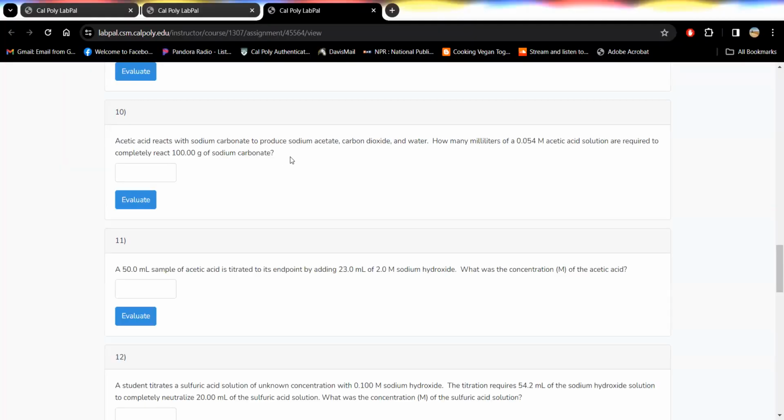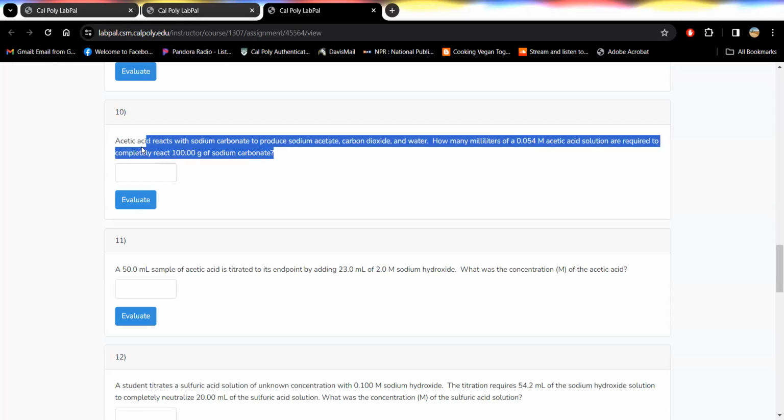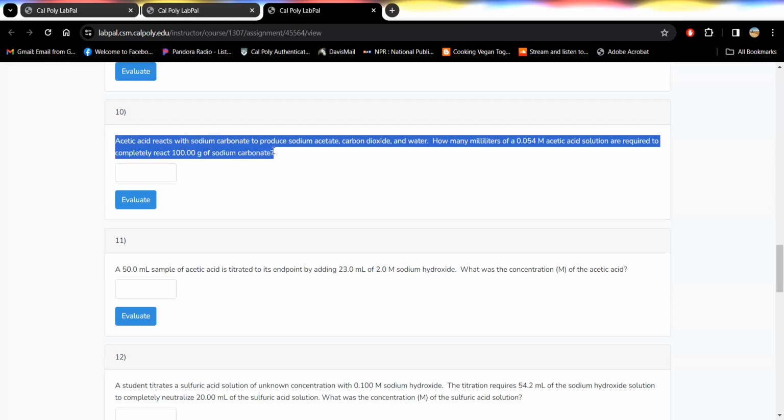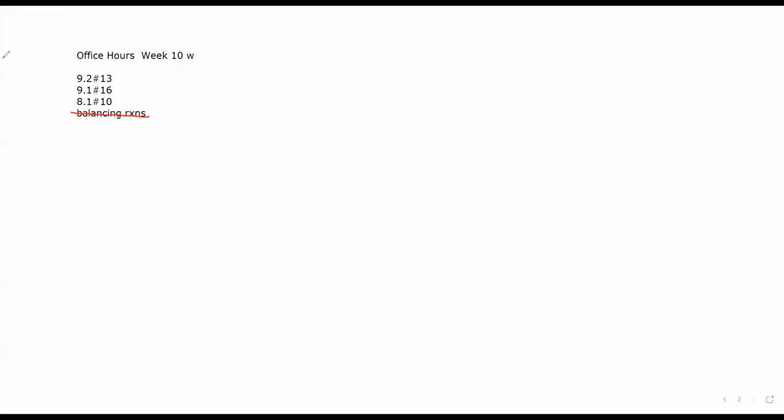Okay, so here we go. We're looking at 8.1 number 10. I'm going to show you the problem real quick. This is acetic acid reacts with sodium carbonate to produce sodium acetate, carbon dioxide, and water. How many milliliters of acetic acid are required to completely react a certain mass? So let's go ahead and look at that problem back over here.